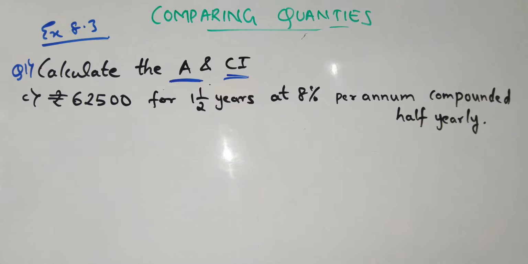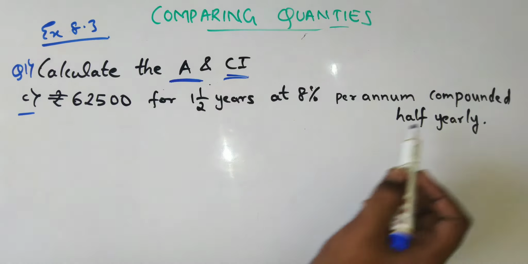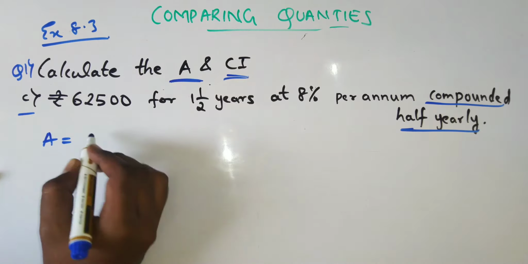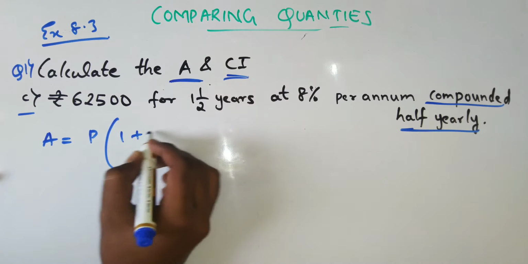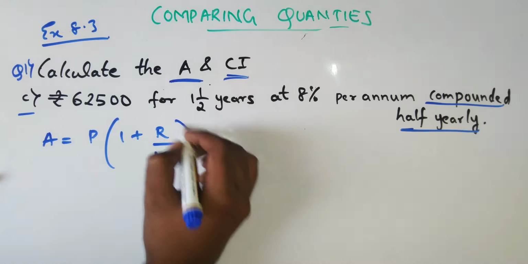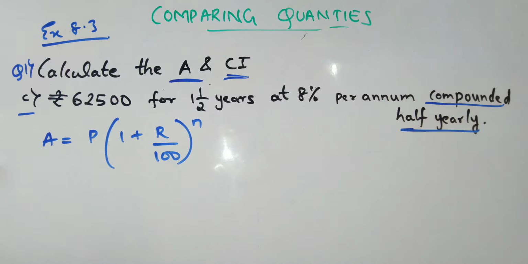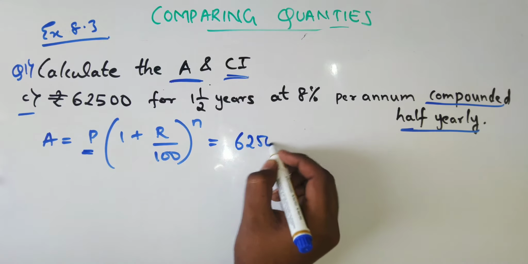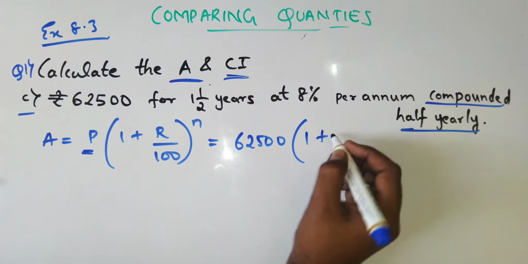Let us move on to the C part of the question. Here we'll be talking about the compounded half yearly. So here we'll write the formula as it is: A is equal to P into (1 plus R by 100) whole power n. Correct? Now P, what is P here? P is nothing but 62,500.